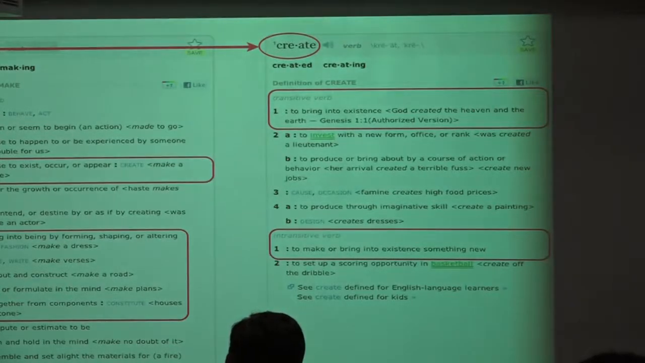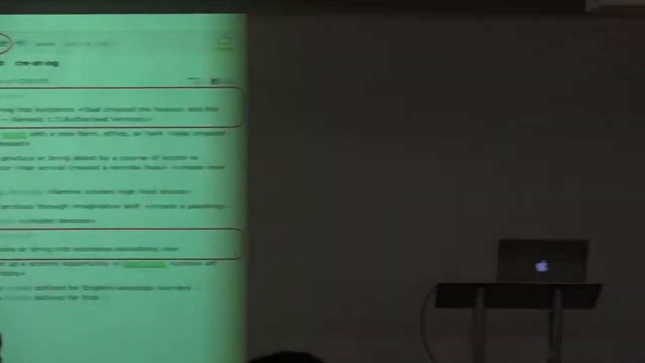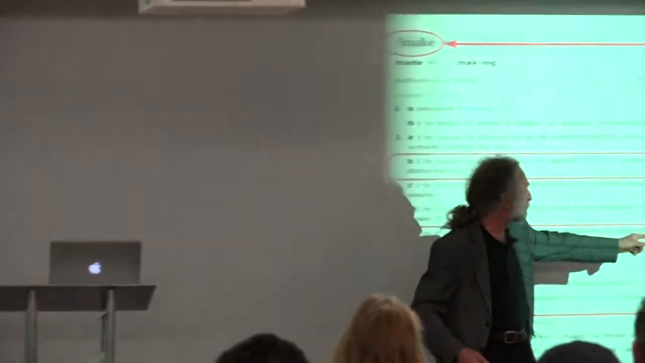And on the other hand, to create is to bring into existence, right? That's like to cause to exist in make. To make or bring into existence something new.